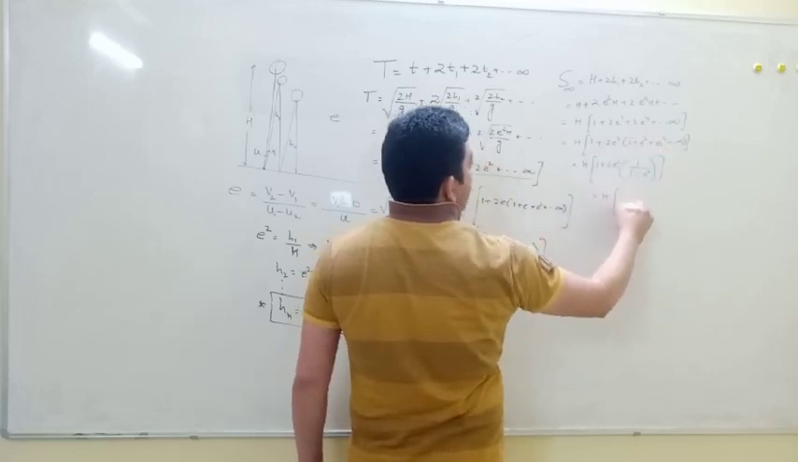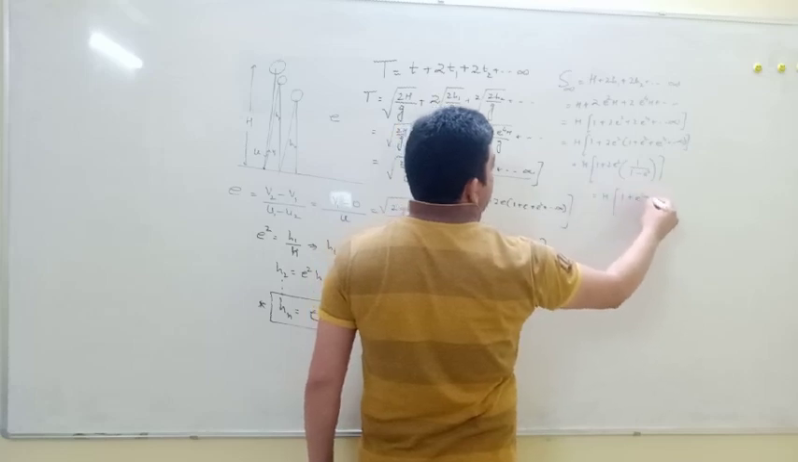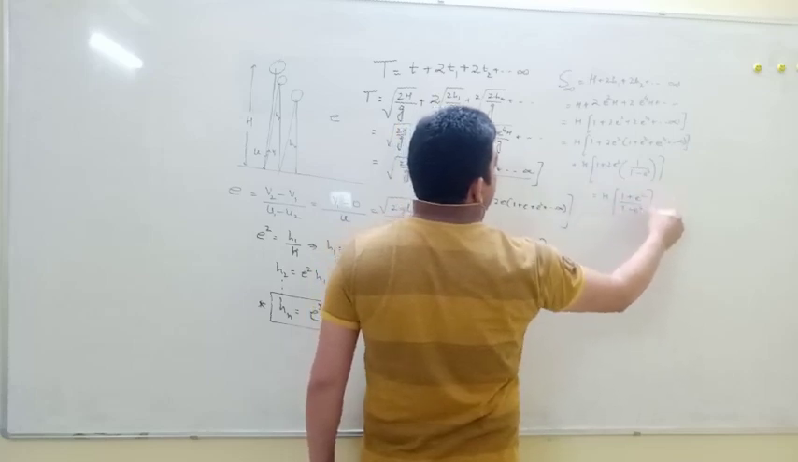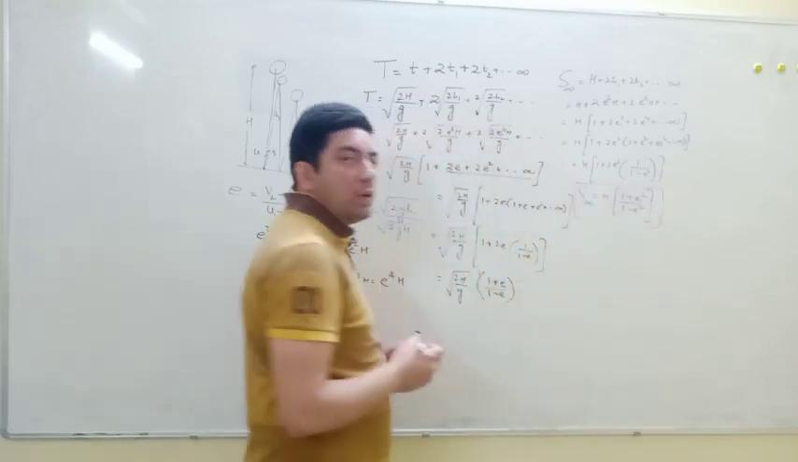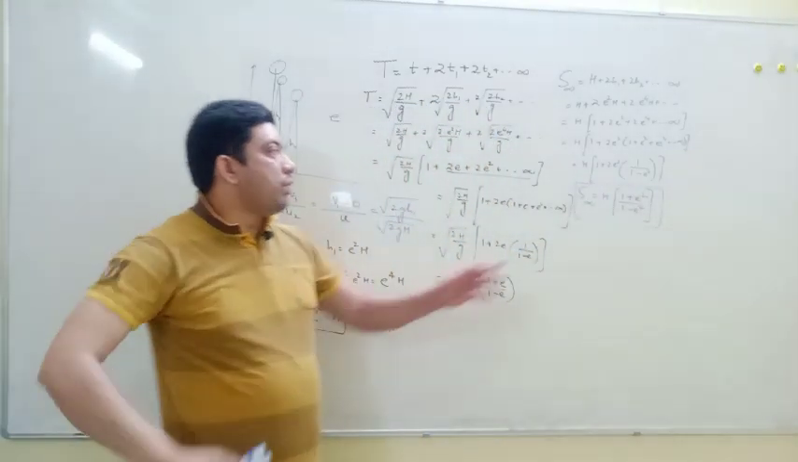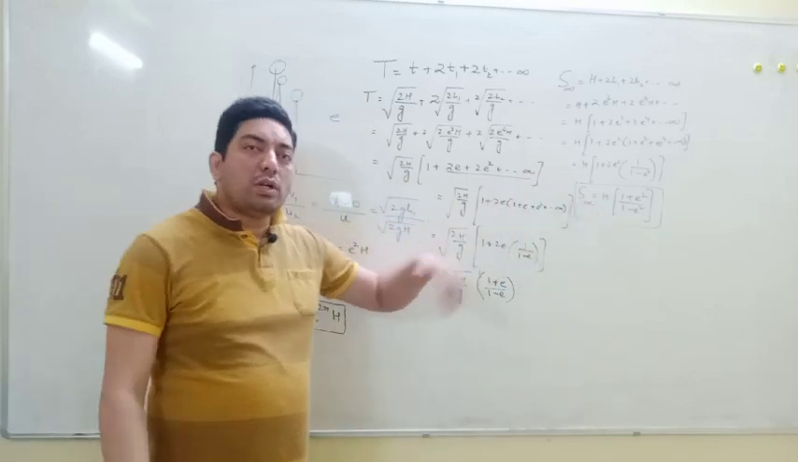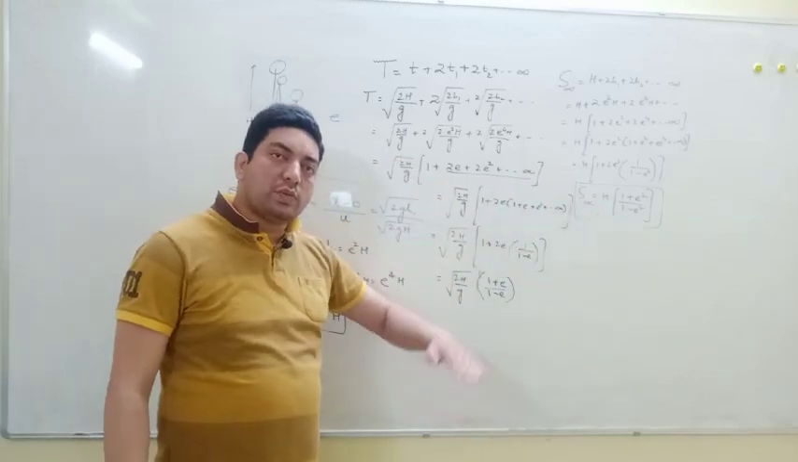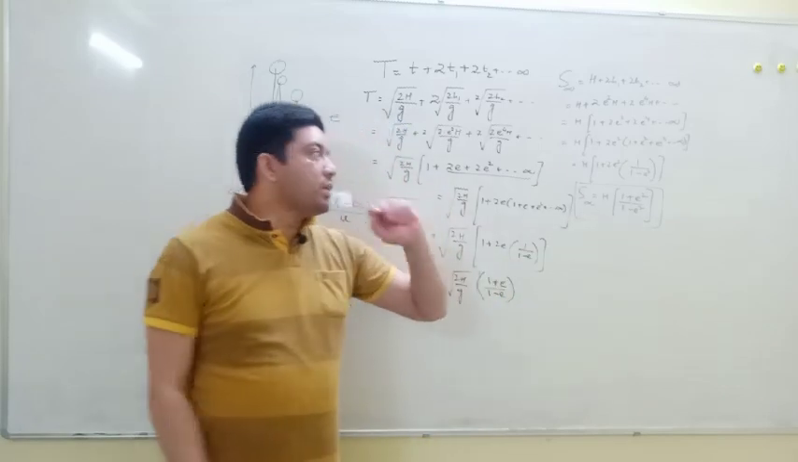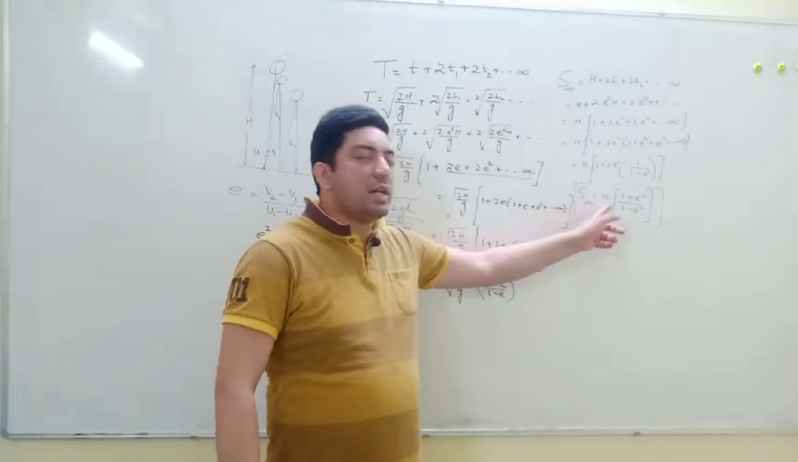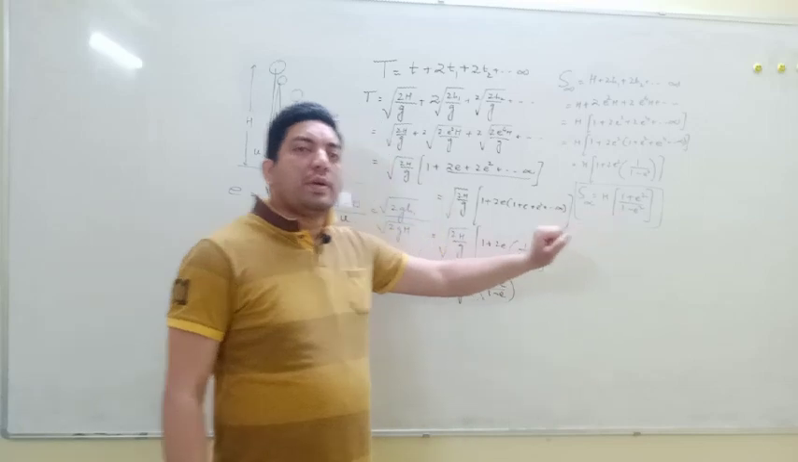So after taking LCM, it will be 1 plus e square upon 1 minus e square times the initial height from which the body was dropped. So from here you can easily see that the total distance covered, h1, h2, h3, h4, after infinite collisions, will be H times 1 plus e square upon 1 minus e square.